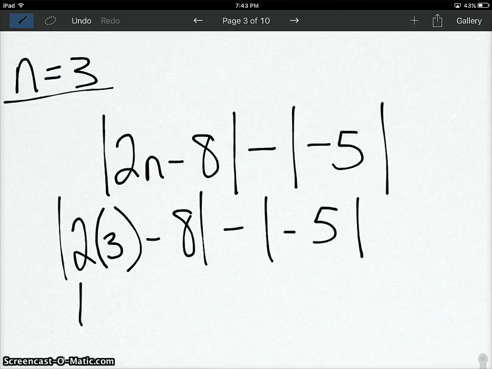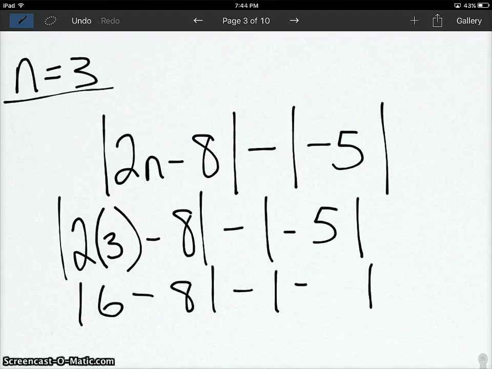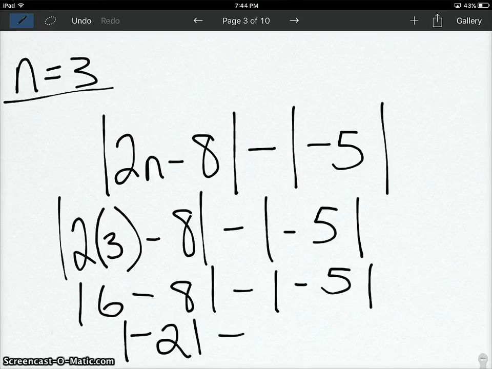2 times 3 is going to be 6, minus 8, minus the absolute value of -5. 6 minus 8 is going to give me -2, absolute value, subtracted by the absolute value of -5.